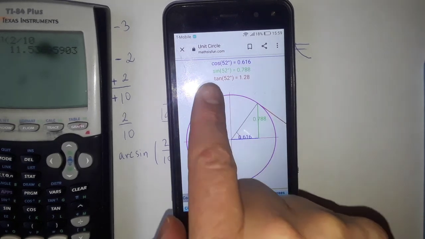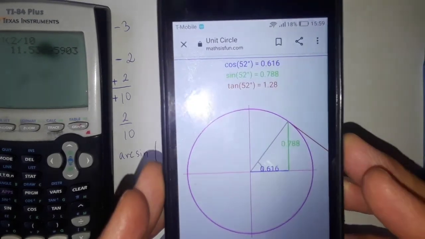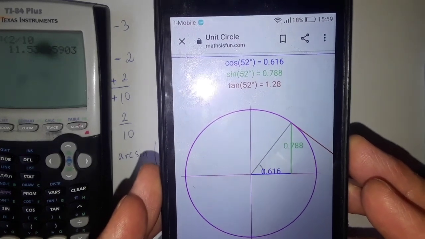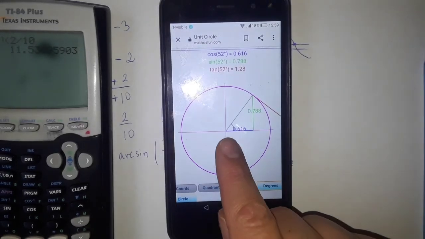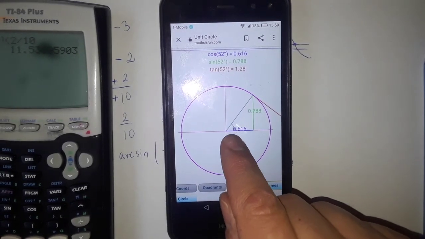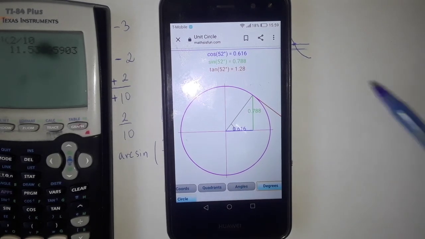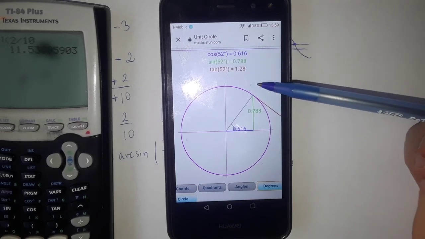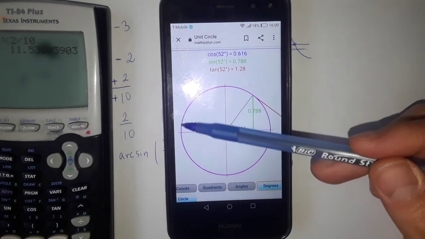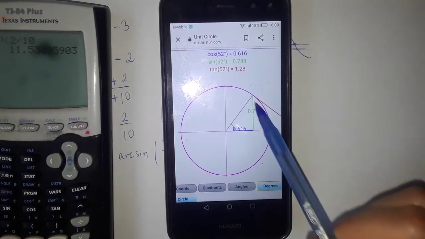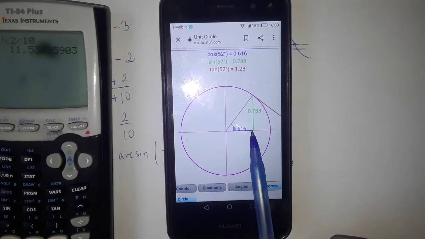Now, as you can see here, we have cosine, sine, and tangent for whatever angle we have right now. So now we have a 52-degree angle, and this is the cosine, the sine, and the tangent. But the interesting part here is that you actually see the sine, the cosine, and the tangent graphed here on the unit circle. This is a unit circle, so the radius is 1. So look, this is a little bit more than a half, right?